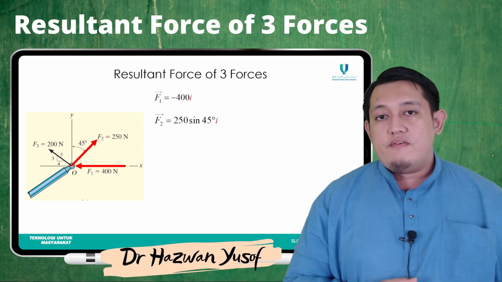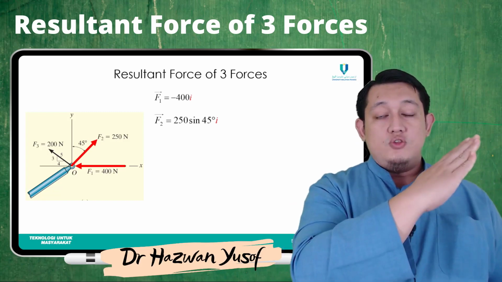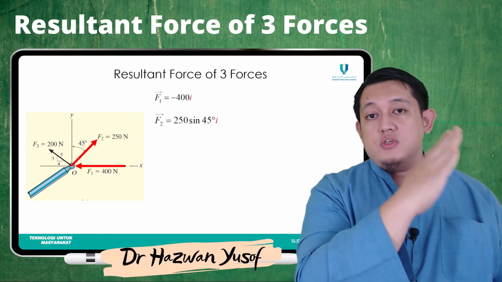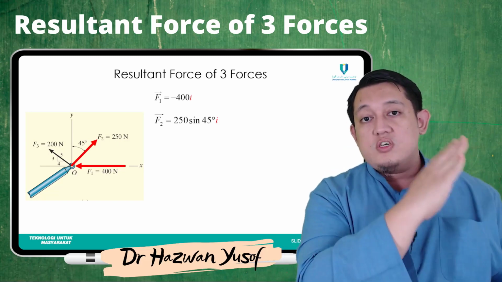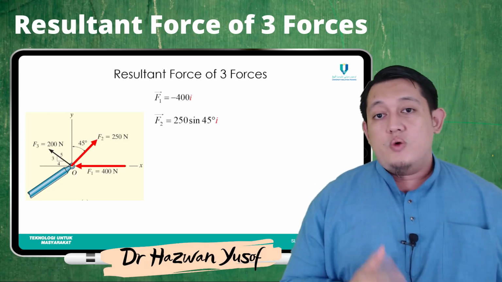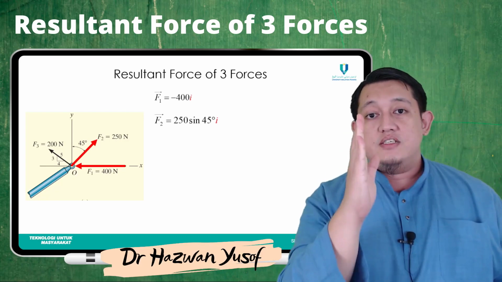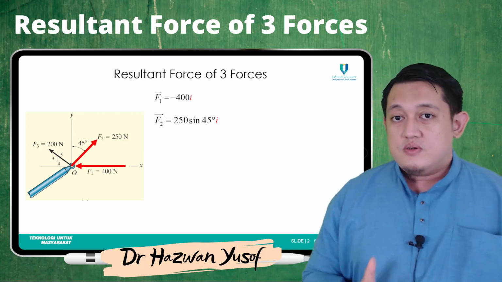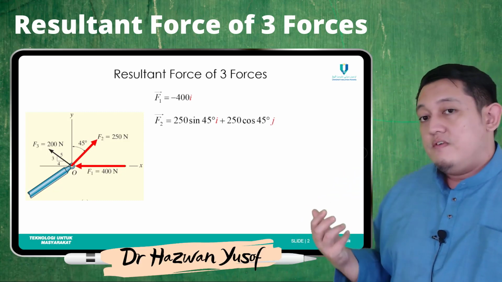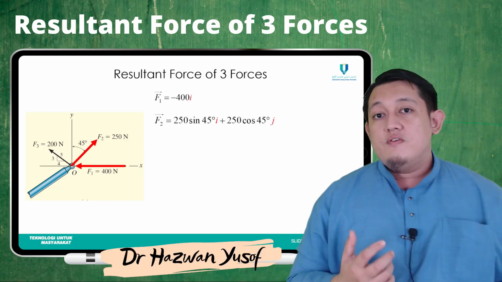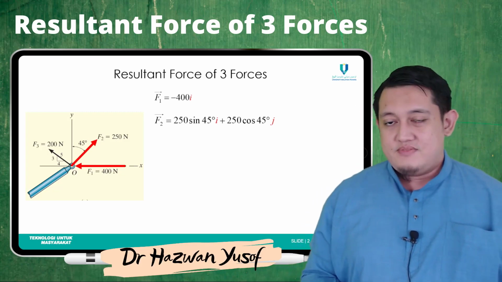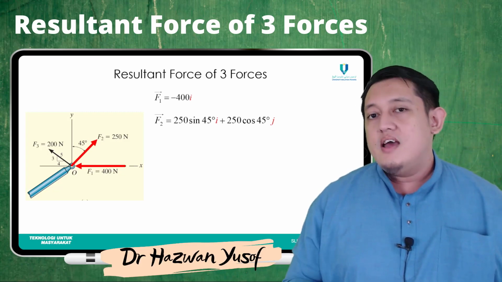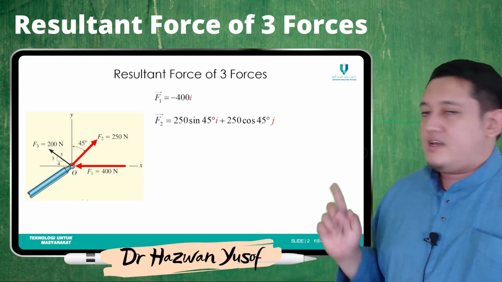So what about Fy here? From 250 Newton, we want to resolve it to the y direction. The angle is here, which means we want to use cosine, and the direction is positive. So 250 cosine 45 degree j. Easy, so far so good. Next, F3.